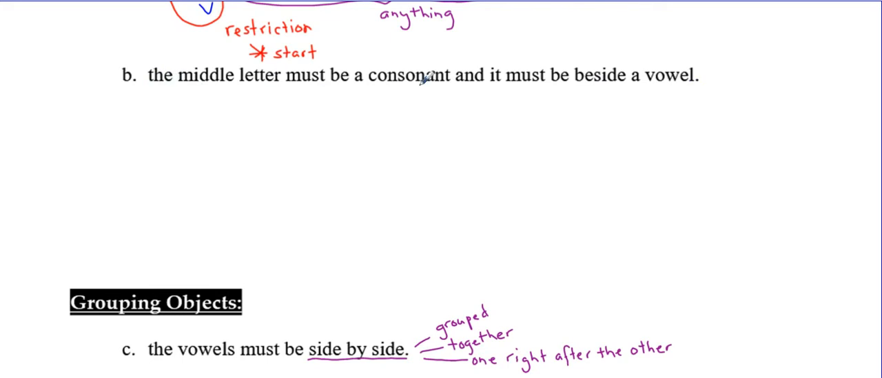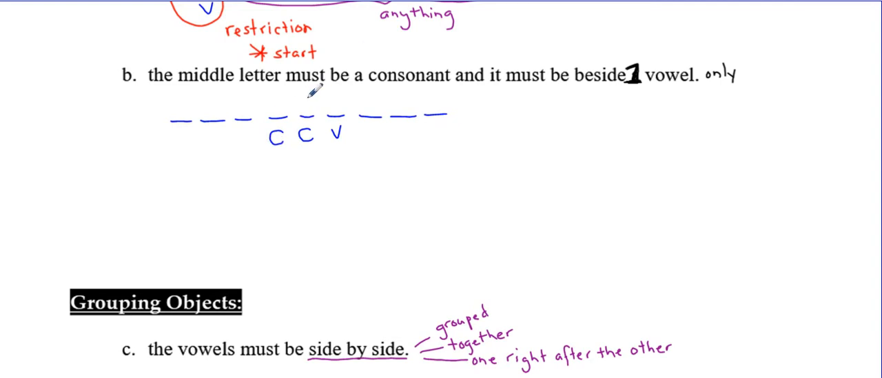The middle letter must be a consonant and it must be beside one vowel only. If your sheet does not say that, could you please change your sheet to say that, if I haven't edited it already? So the middle letter must be a consonant, and it must be beside one vowel only. So here's your 9 letters. The middle letter must be a consonant, and it can only be beside one vowel. So here's the vowel that it's beside, which means that one cannot be a vowel.